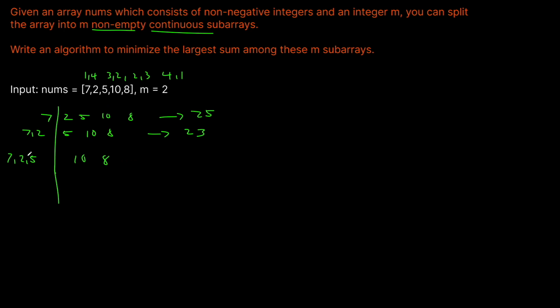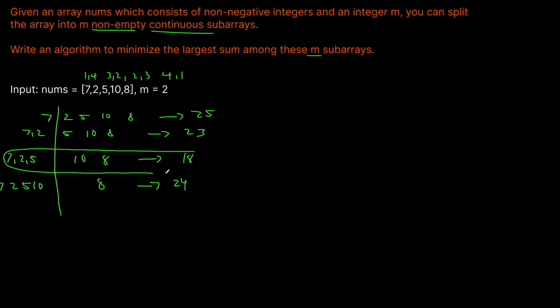So this side is equal to, what is it? 14. This side is 18. So this is the larger side. So this is 18. And then we have 4 and 1. So we would go 7, 2, 5, 10, and 8. So this side, this is 7 plus 2, 9, plus 5, 14, plus 10, 24. So we can see that the way to split it, which minimizes the largest sum among the m subarrays, is going to be this one, because the largest sum among the two subarrays is 18. So this is our answer here.